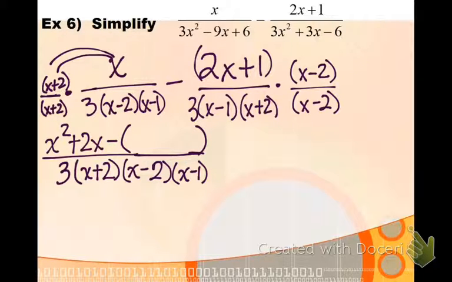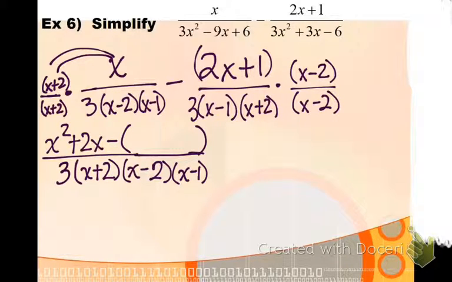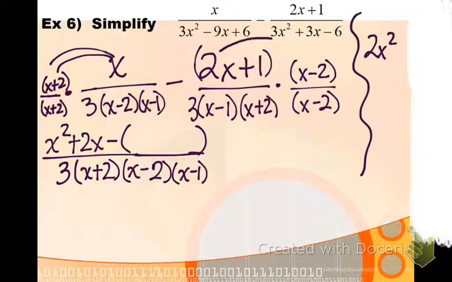Now, coming up with what goes in those parentheses can be a little bit tricky. So I'm going to kind of do that off to the side here. 2x squared, how'd you come up with that? 2 times 2x. Okay, so we are essentially double distributing. Do we remember this, multiplying two binomials together? Yeah. So we multiply the 2x times the x, we got 2x squared. Then we have to multiply 2x times negative 2. What do we get? Negative 4x.